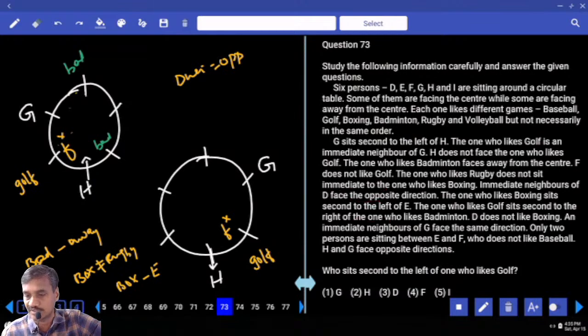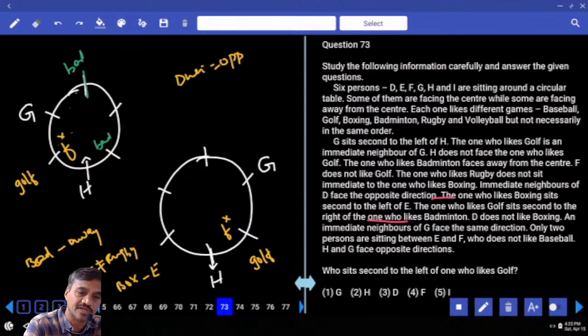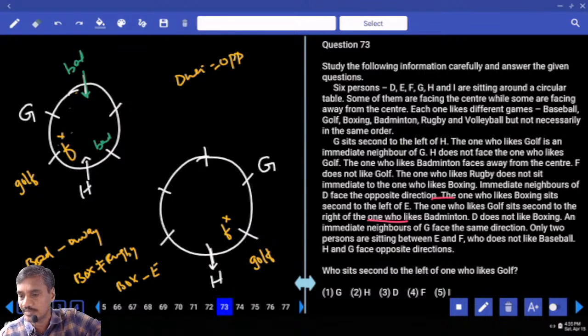Then coming to this one, the one who likes boxing sits second to the left of E, and golf sits second to the right of badminton. Now golf sits second to the right of badminton. Badminton must be like this, towards the center. Then badminton is away from the center. The one who likes rugby does not sit immediate. D faces second to the left of E.